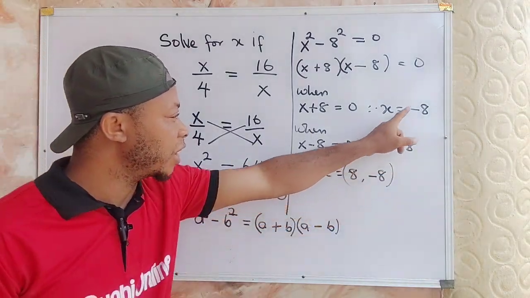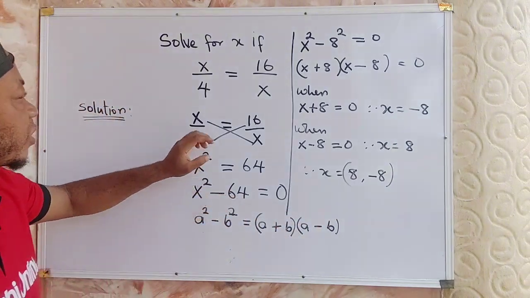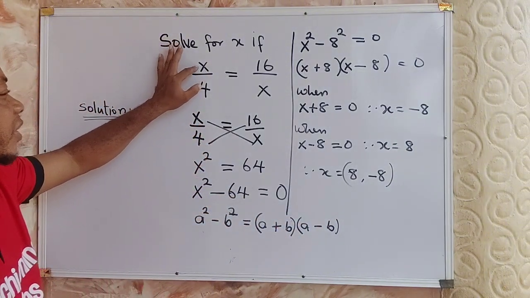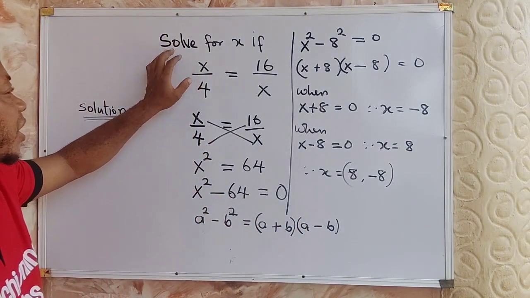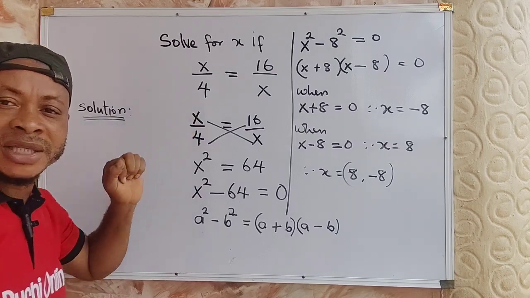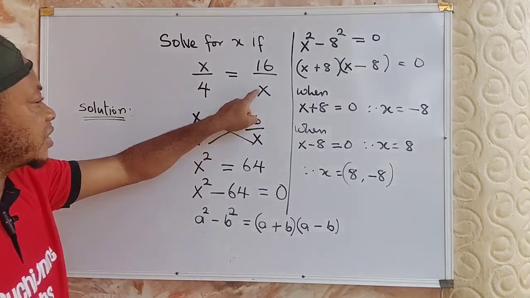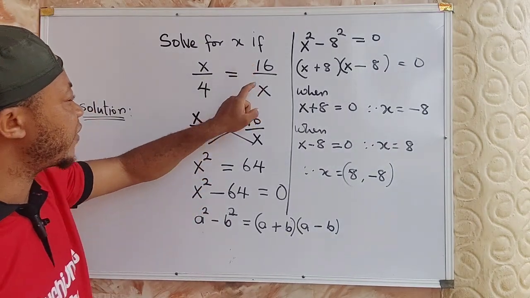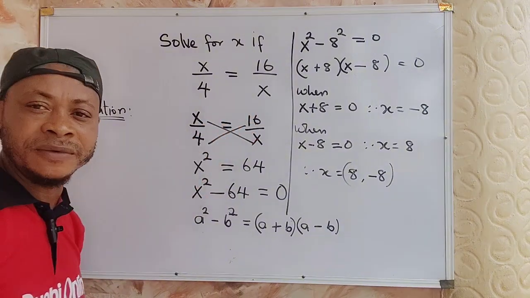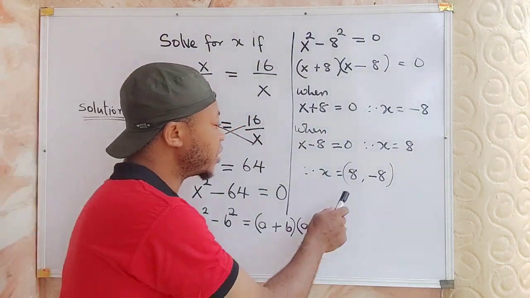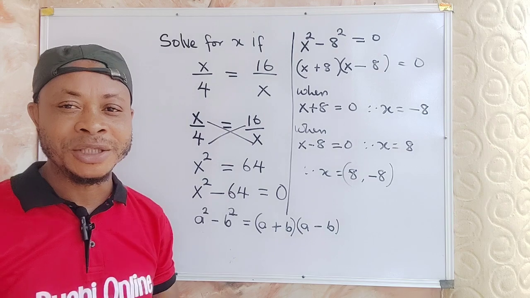Let us see if the negative value satisfies the equation. If this is negative 8, that means negative 8 divided by 4 will give us negative 2. And if this is negative 8, negative 16 divided by negative 8 will still give us negative 2. That means the two values satisfy the equation.